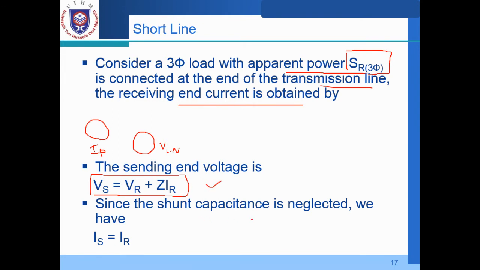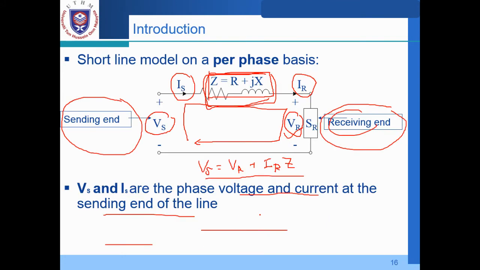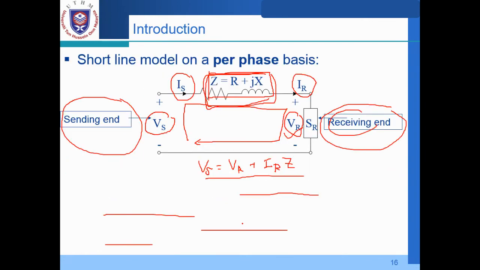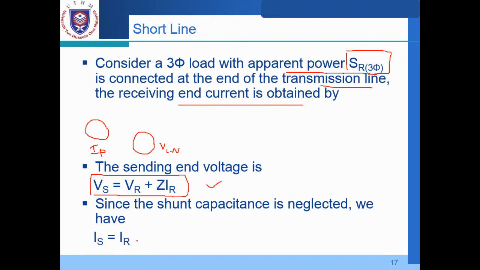So next, since the shunt capacitance is neglected, this is what I have drawn over here. So what happened? We can have I_S equal to I_R. So there is no branch over here. Zero branch means I_S equal to I_R. Okay, and from there we have the second equation. Again, I repeat, I_S equal to I_R.